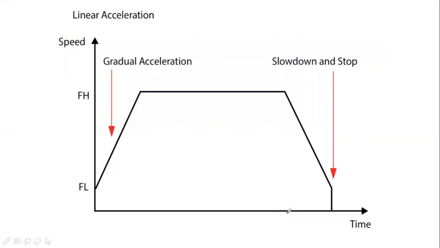Linear acceleration. This represents gradual acceleration. This represents no change in acceleration, zero acceleration. And this represents the deceleration of a body. And here, the acceleration drops to zero.